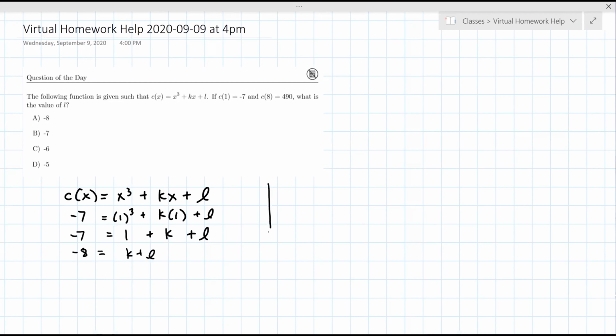I'm going to come off to the side here, and I'm going to do the same thing with the second set of given information. c of 8 equals 490. I'm going to rewrite the original equation. c of x equals x cubed plus k times x plus L, and 490 is replacing c of x, and this time 8 is what's being cubed.